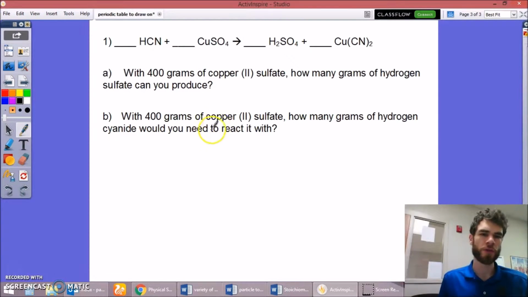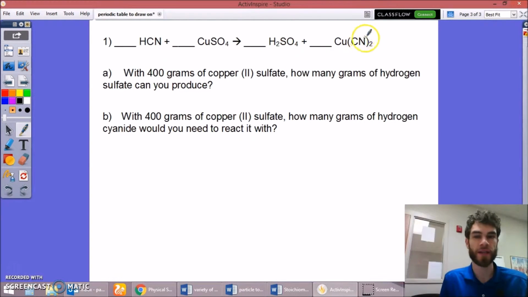In this video, I'm going to show you how to convert grams of one substance into grams of a different substance, assuming that you have the chemical reaction in place. Now, here's the chemical reaction for these two questions, A and B, but it's not balanced yet, so we've got to start by balancing it. So let's take a look at what we have.